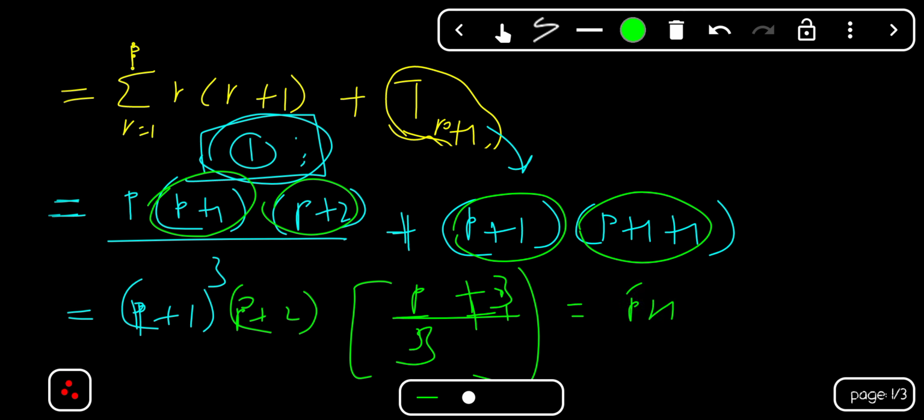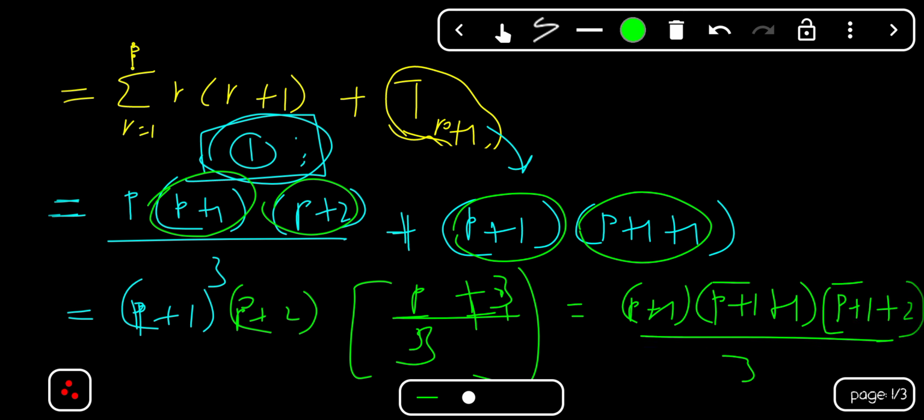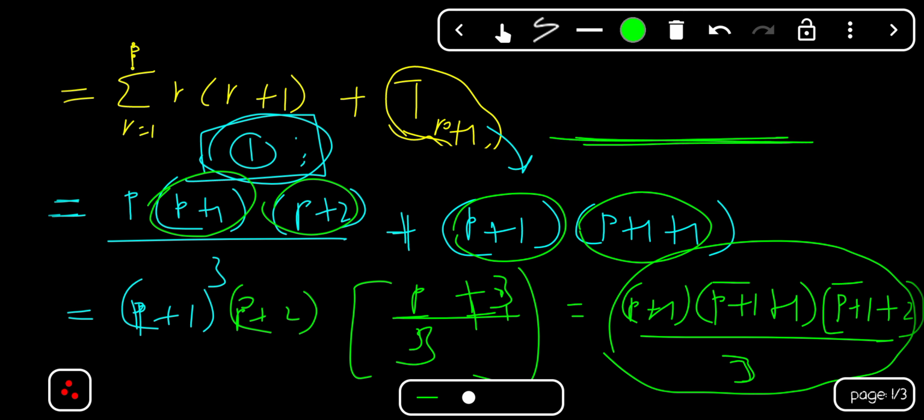Instead of p plus 2, I used to interpret it like this: p plus 1 plus 1, right? And again p plus 3 is p plus 1 plus 2, right? Then you can see that instead of n, everywhere p plus 1 is there. Then you have to write it down, and I used to write it down like this.